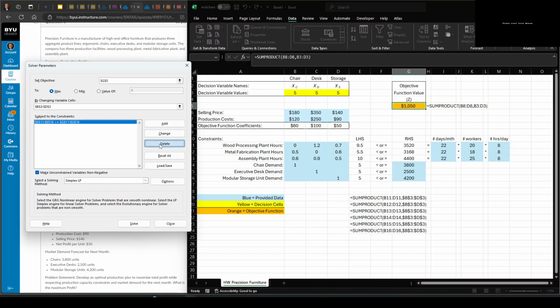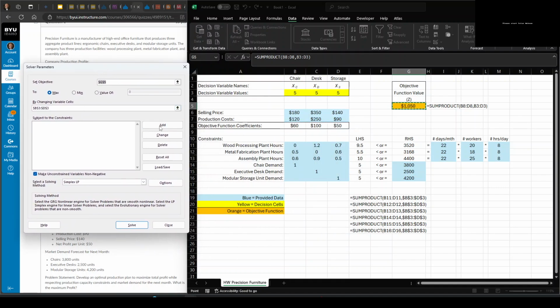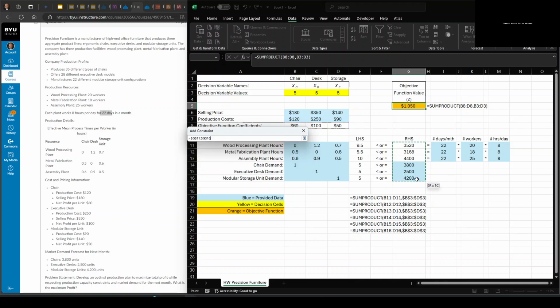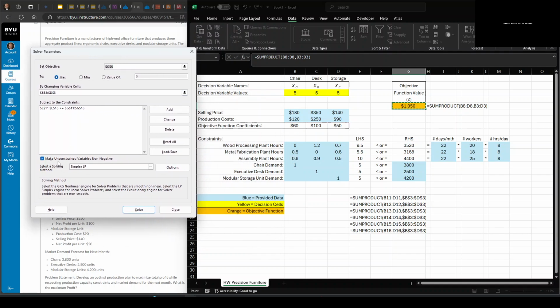So if I were to take these out and just start from blank in my solver, I would click on Add. And I would just select all of these and say all of these individually have to be less than or equal to this number here. And I would click on OK, and that would fill my constraints window. I like to check to make sure that unconstrained variables are non-negative. That means we want positive values for our variables. We don't want any negative values. And then I want to make sure I'm using the solving method called simplex LP.